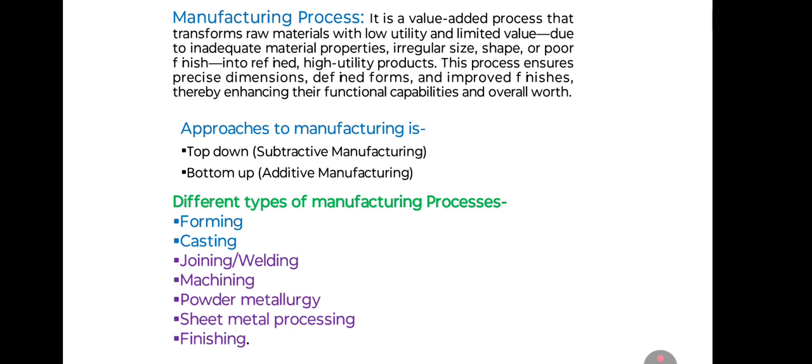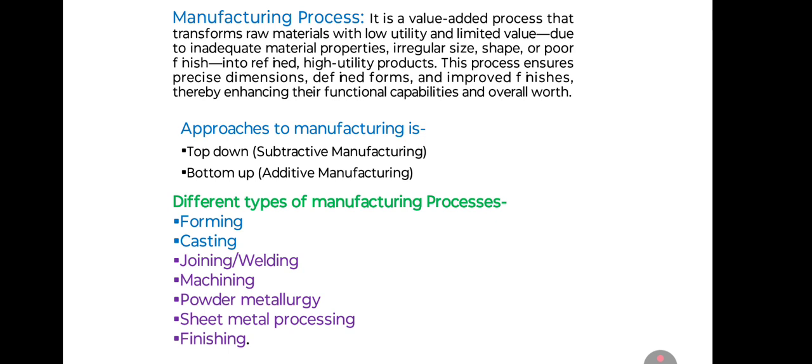Approaches in manufacturing can be categorized into two broad categories: the top down approach, also known as subtractive manufacturing, and the bottom up approach, additive manufacturing, which is very popular nowadays. There are also different types of manufacturing processes: forming, casting, joining, welding, machining, powder metallurgy, sheet metal processing, finishing. So this is an overall introduction to manufacturing processes.